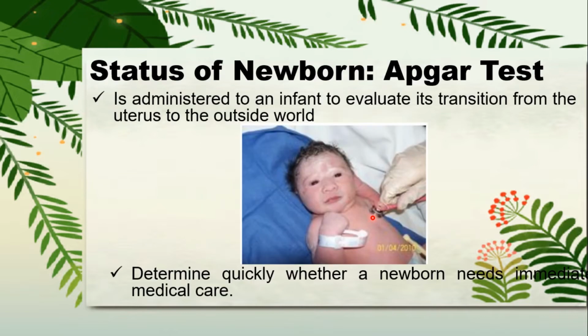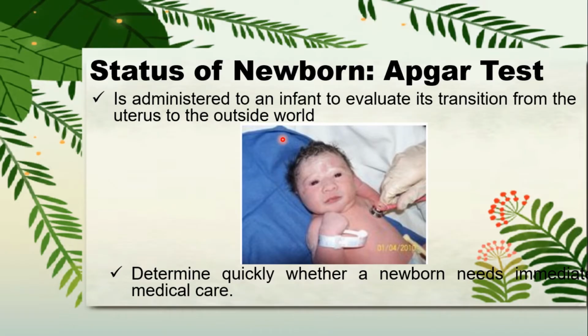So for the status of a newborn, we use the Apgar test. So the Apgar test is executed on the baby immediately after birth. So this is a simple test called an Apgar test. So this is administered to an infant to evaluate its transition from the uterus to the outside world. So the newborn is assessed on each of 5 easy to measure traits, and for each trait is given a score of 0, 1, or 2, where 0 is the worst value and 2 is the best.